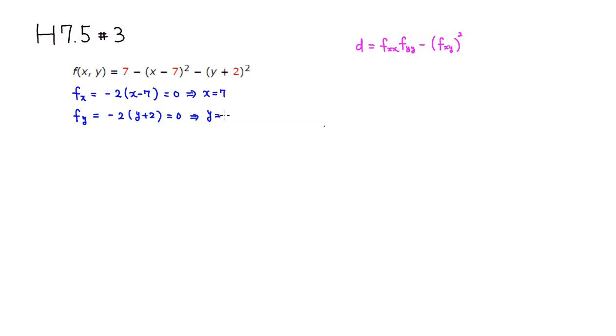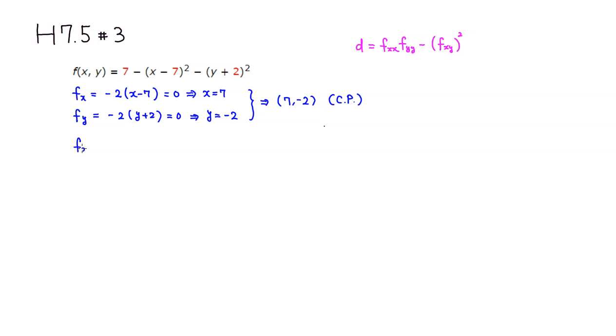All right, we have that. So we have only one critical point, which is (7, negative 2). This is our critical point. Now let's compute the D value. So we need the second partials.